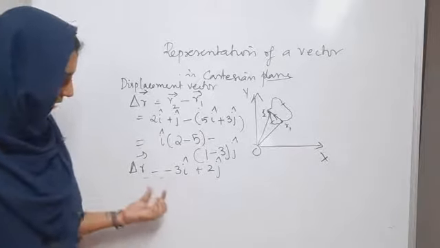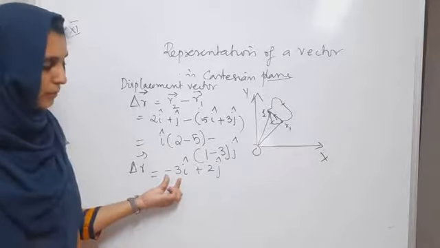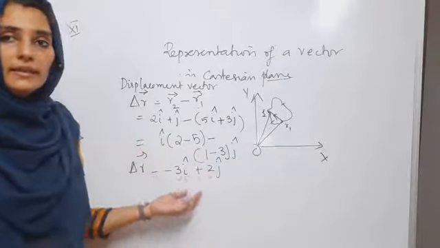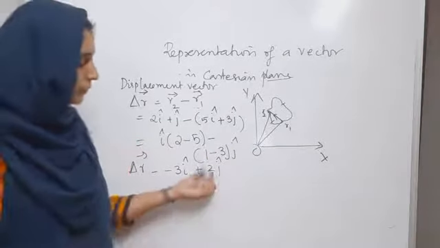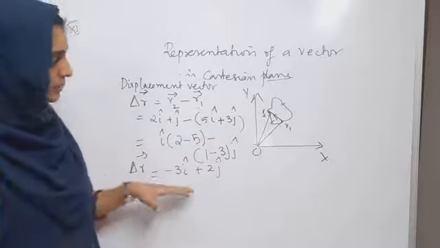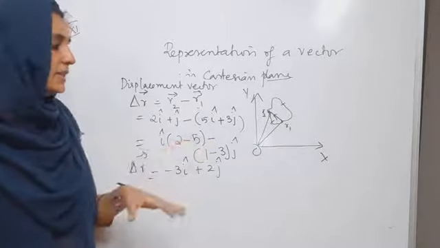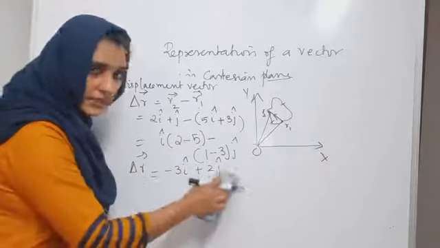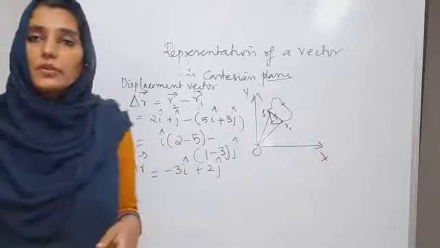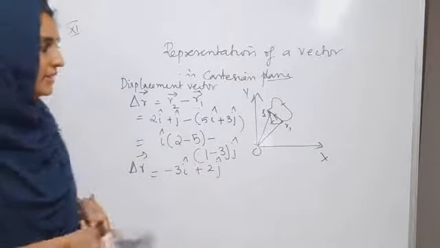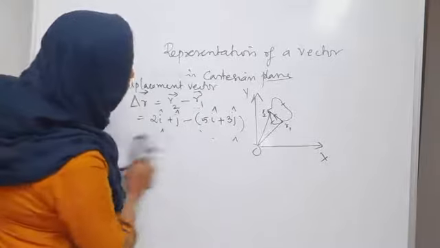So what we can infer from this is that minus 3 units along i cap means it is in the negative x direction, and 2 units along the positive y direction. So that is the displacement vector. That is how the displacement vector is represented. But this actually gives you the vector only. It doesn't give you the direction or magnitude. In order to get the direction or magnitude, you have to go for a formula.